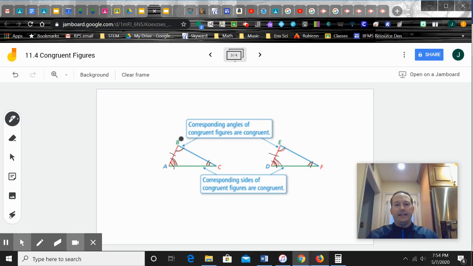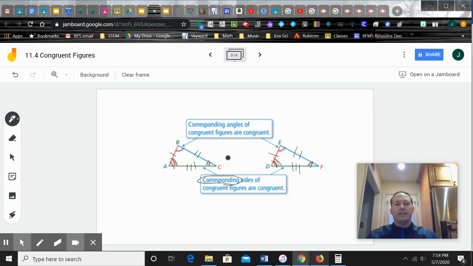Now, to mark congruent sides, we use a little dash like that. So BC and EF are going to be congruent. Since they're different than ED, we would use two lines. And then AC is congruent to DF, so we would use three lines, just to say that those two have the same measure, but they are different than the other ones.